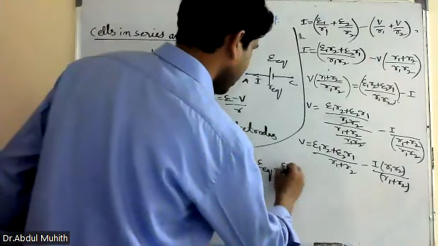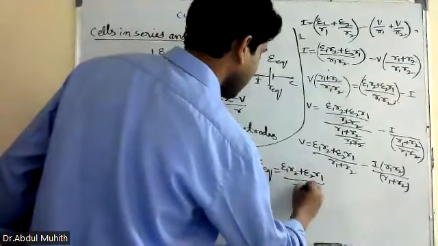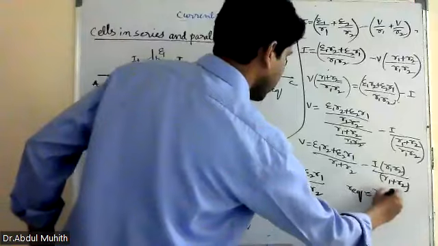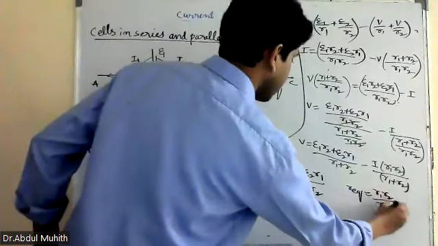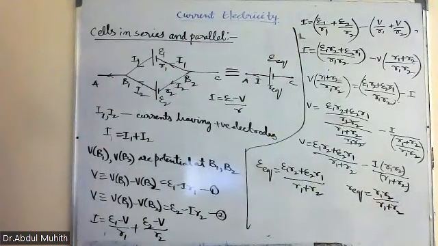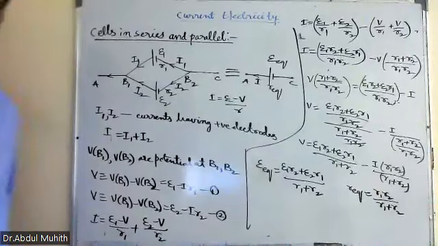So V is equal to E1 R2 plus E2 R1 divided by R1 plus R2. So R equivalent is equal to R1 R2 divided by R1 plus R2. Is it clear, all of you? Yes sir. Yeah, please note down this. Then we go with Kirchhoff's law. Okay.